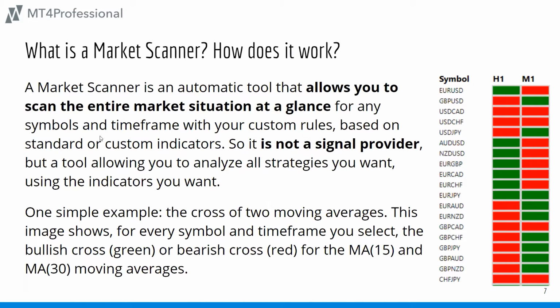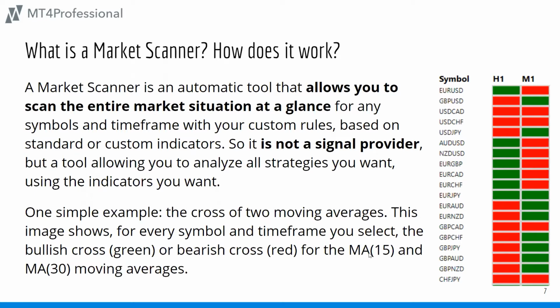So a simple example is the cross of 2 moving averages. The image on the right shows that for every symbol or time frame that we've set up here, the bullish cross would be shown as a green, and a bearish cross would be shown as a red. A bullish cross is when the fast moving average crosses over the slow, and a bearish is when the fast moving average crosses under the slow. That's about as simple as you get. But most people understand that.